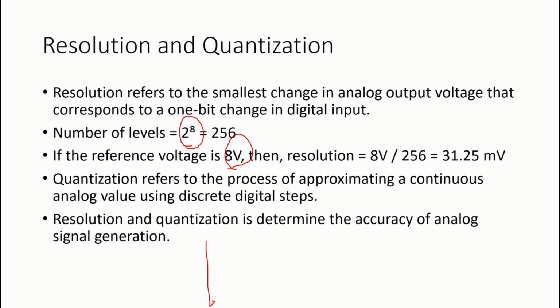Quantization refers to approximating a continuous analog value using discrete digital steps. For example, if we have, let us say, an analog value like this, we would actually discretize it by sampling it and then quantizing it. That's what quantization means. Resolution and quantization are necessary to determine the accuracy of an analog signal generation.